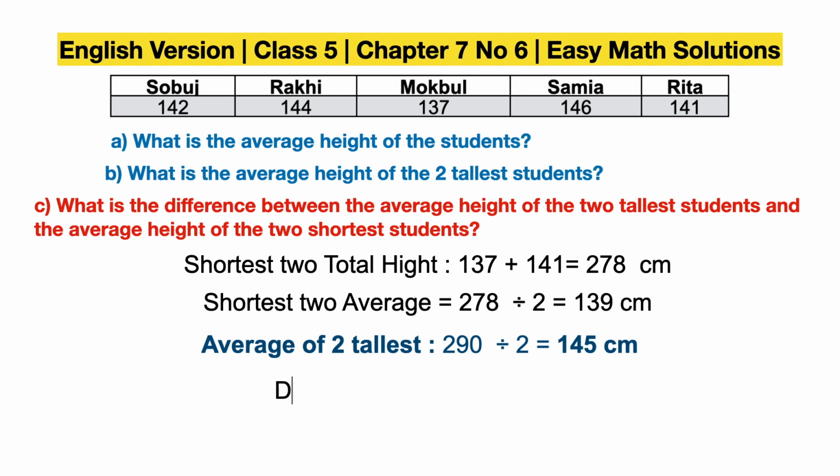145 centimeter. Difference between the two equal to 145 minus 139 centimeter equal to 6 centimeter.